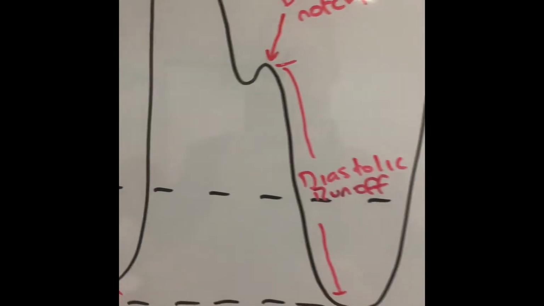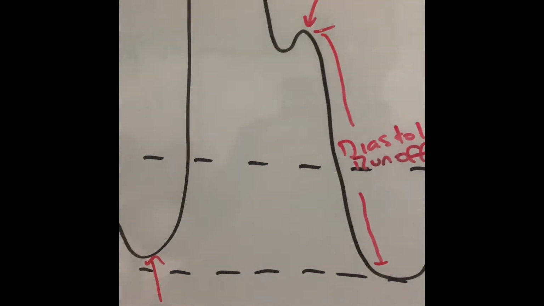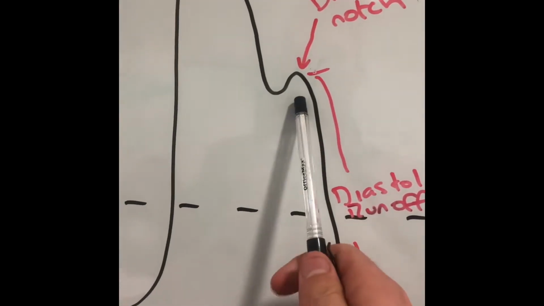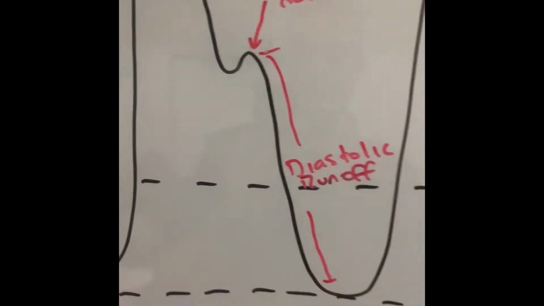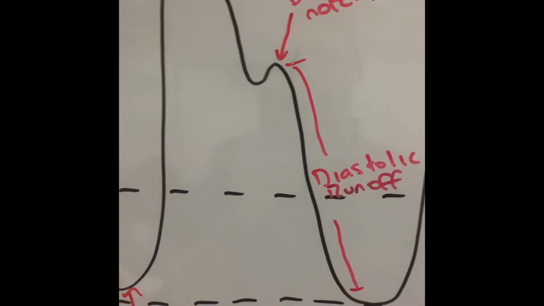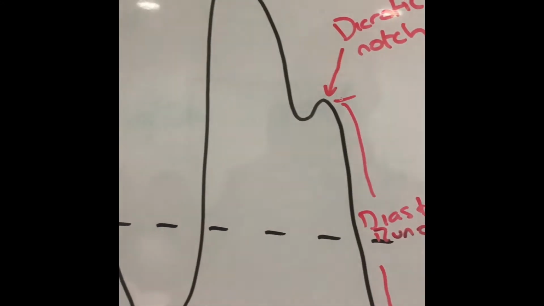But we've got to remember, the more distal from the heart, the less we'll be able to notice a dicrotic notch. Now, if it's in the dorsalis pedis or the posterior tibialis artery, we're probably not going to be seeing the notch there.